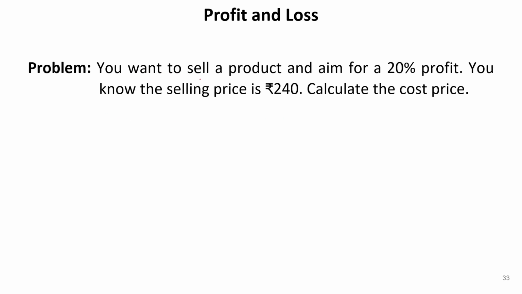So you want to sell a product and aim for 20% profit. The profit you are aiming for is 20%. You know the selling price is 240. Calculate the cost price. We know that it is a 20% profit, so this will be equal to what? Profit percentage.